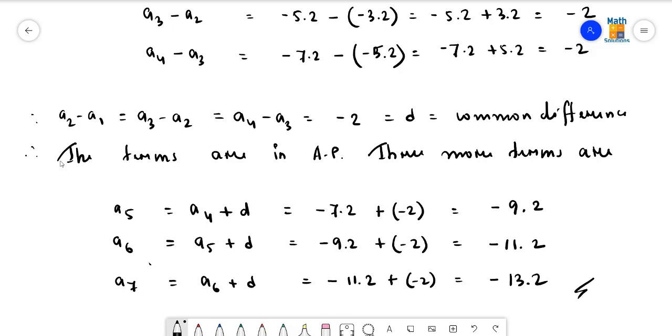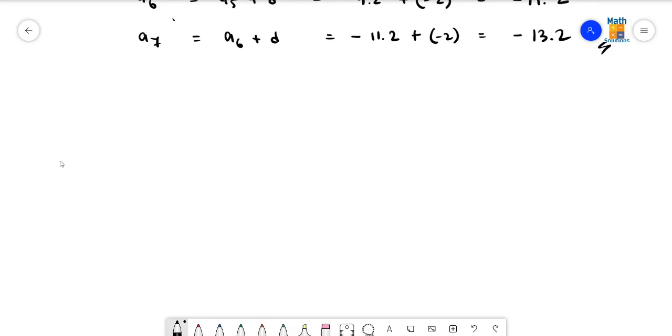Let us come to the next question. Here is Roman 5.